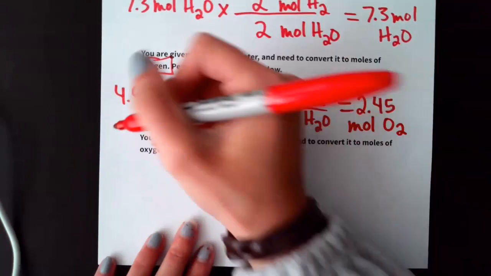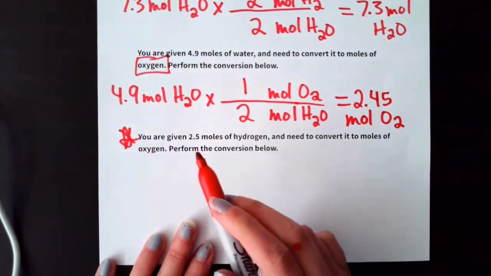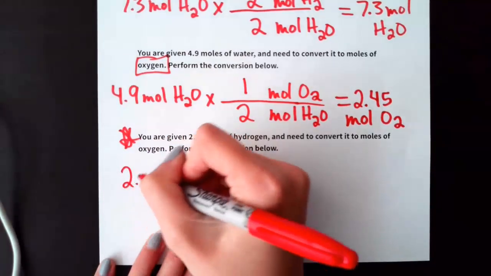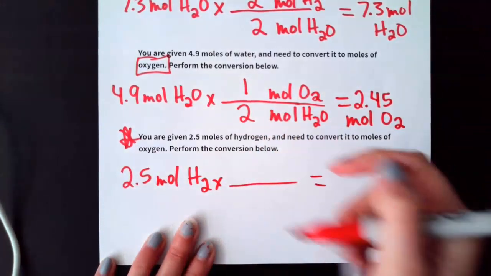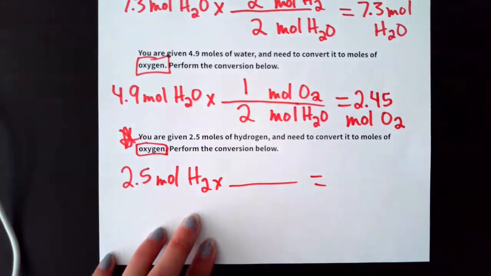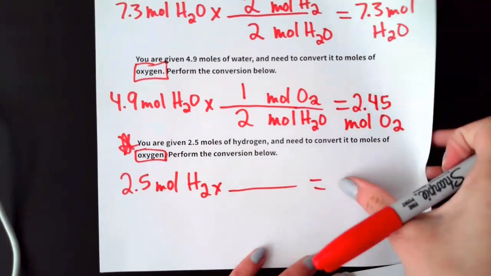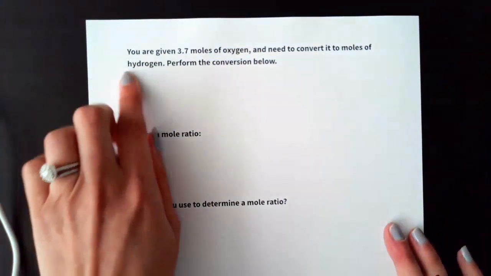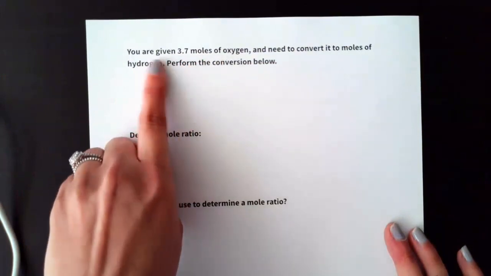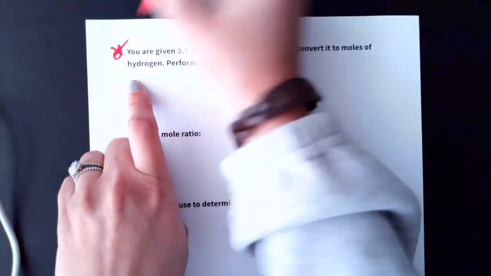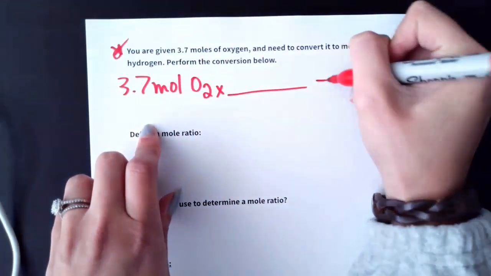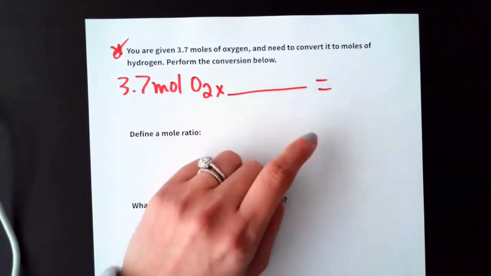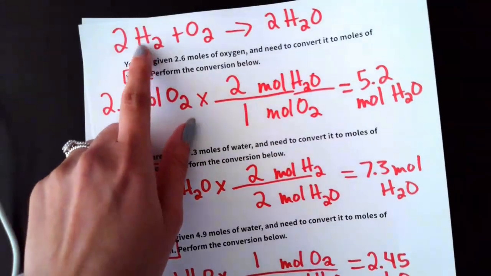Okay? So I want you to try this one. You were given 2.5 moles of hydrogen, so you would start with your 2.5 moles of H2, and then you are going to be going to oxygen. Okay? So you try this one, and then I also want you to try this next one. You're given 3.7 moles of oxygen, and you need to convert it to moles of hydrogen. Perform the conversion below. So 3.7 moles of O2, perform your conversion, and then your answer. And again, on these, you are still using the same equation.